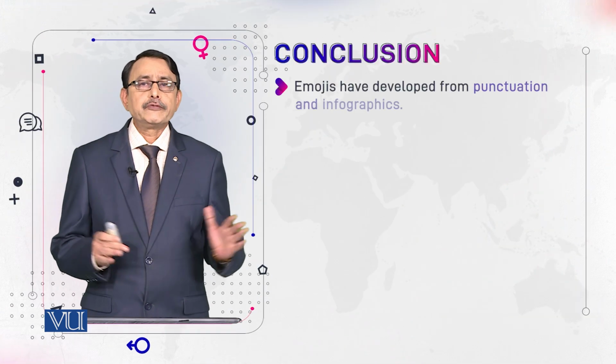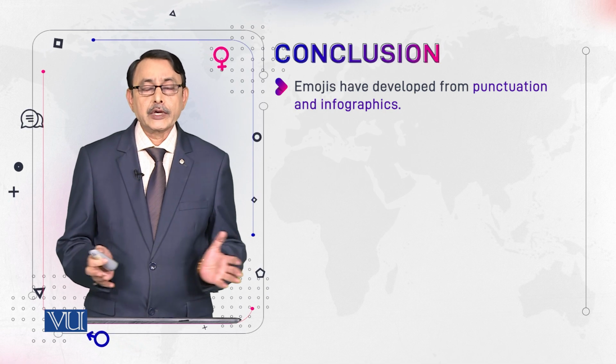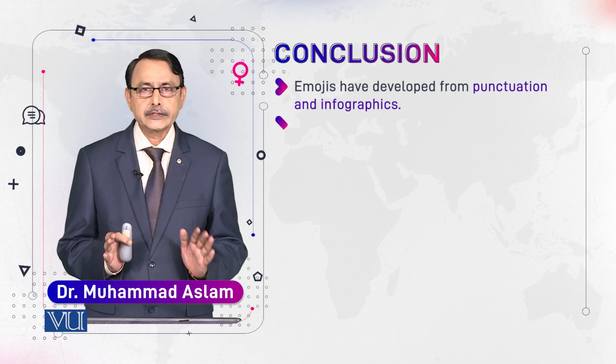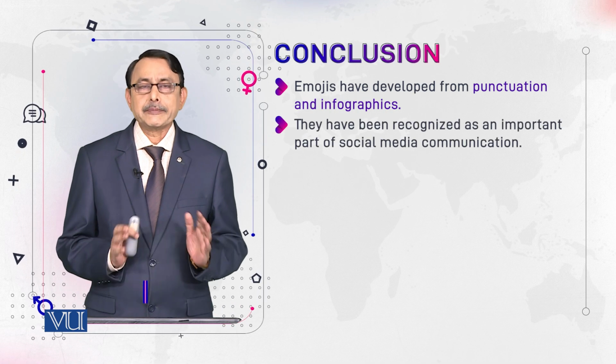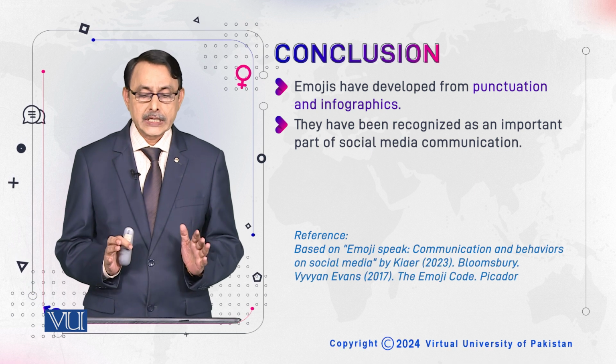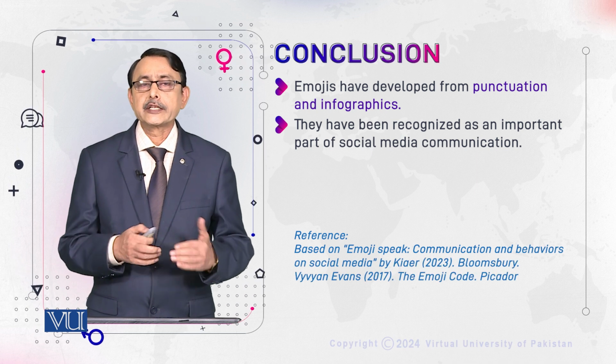So we conclude from this introductory talk about emojis that they have developed from punctuation and infographics. First, they were introduced in Japan. They have been recognized these days as an important part of social media communication.